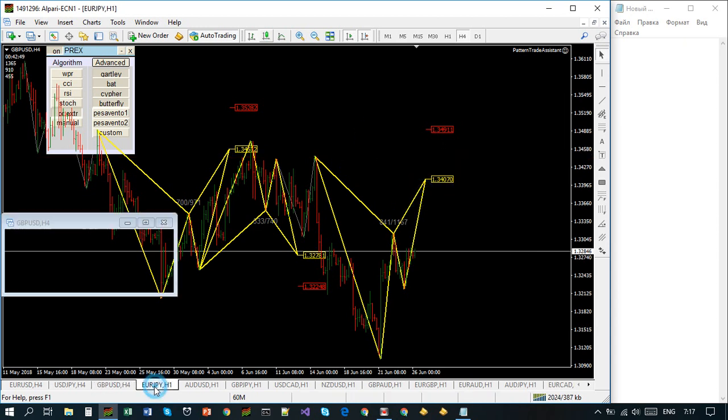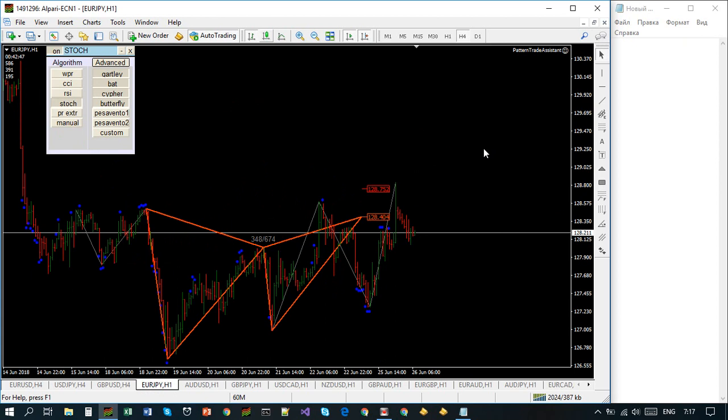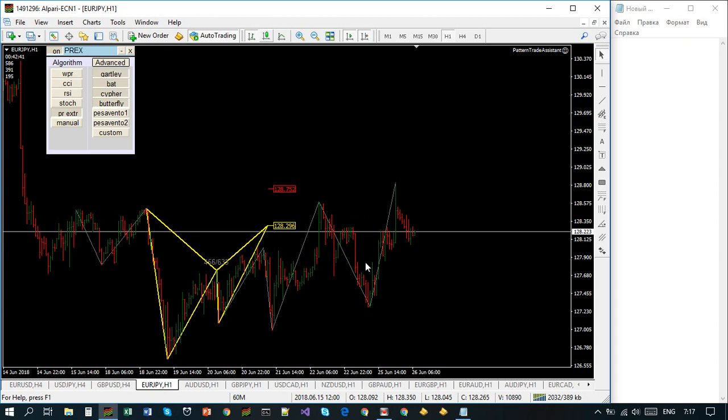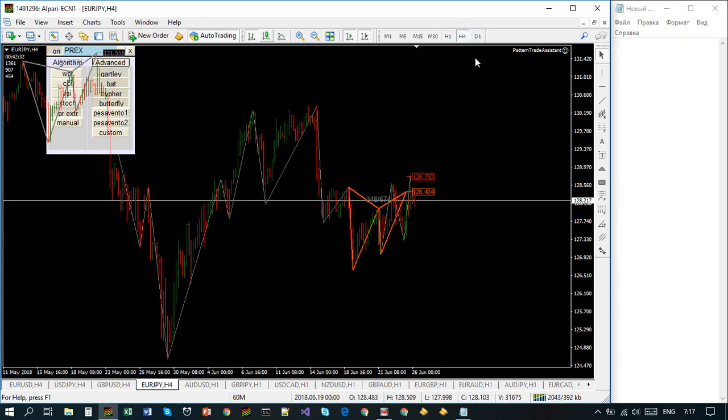Okay, let's go euro yen 1 hour. We had this godly according to stochastic. Let me switch to price extreme. Okay, advanced pattern approach, harmonic pattern approach. Nothing very much changed since yesterday. And we have 4 hour advanced pattern approach and harmonic pattern approach, pretty much the same.